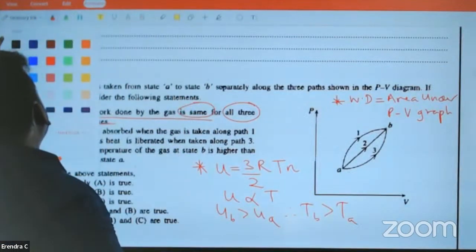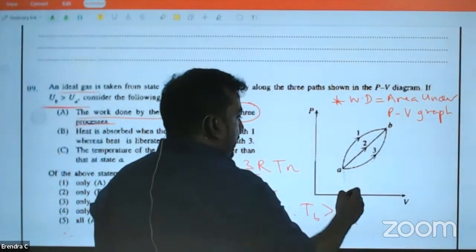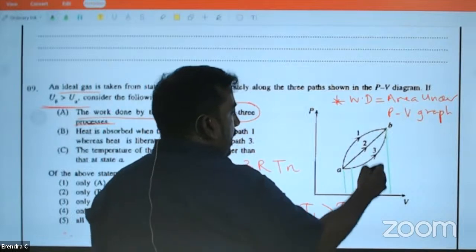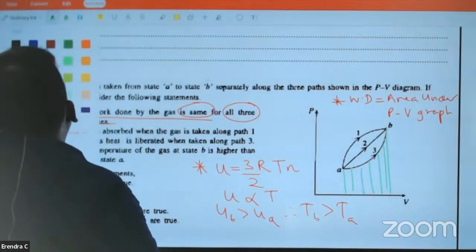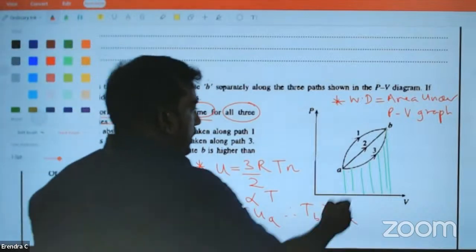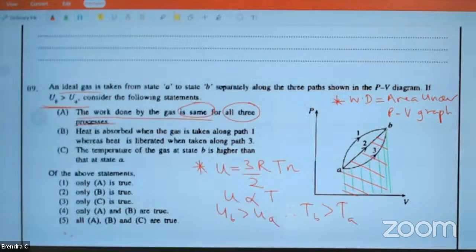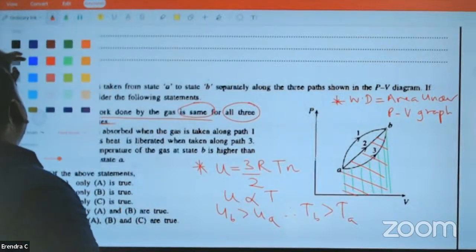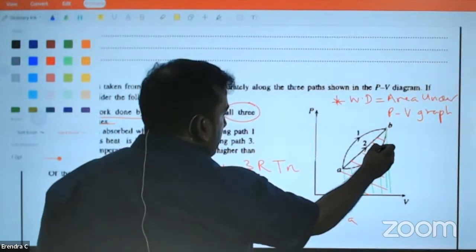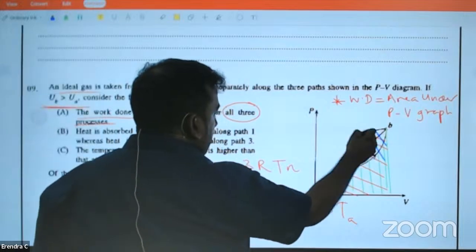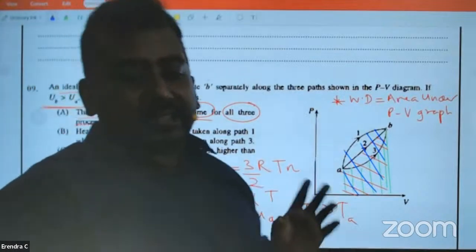I'll color it. Finish now. I'm going to color it. Graph number 3, green color. That's the area. Graph number 2, red color. This is the area. Graph number 1, this is the area. How can I color one? Opposite way. Tell me. Are the areas same?